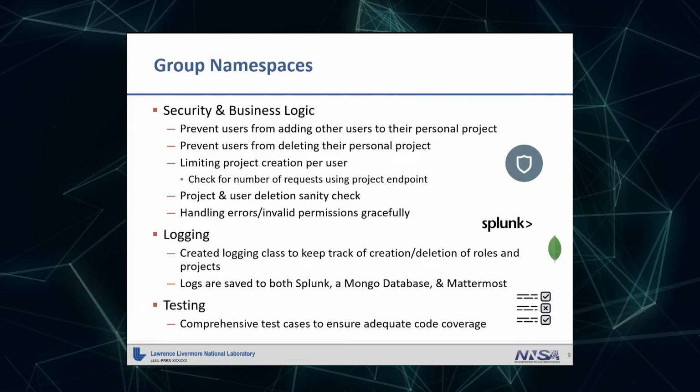In addition to the new functionalities we added, we also created a logging class to help us keep track of the creation and deletions of roles and projects. These logs are saved to Splunk and a Mongo database, as well as Mattermost, which we talked about a little bit earlier. We also created comprehensive test cases using PyTest to ensure adequate code coverage. We would test both successful and failed runs of our functions. So we would test with valid input to make sure that it would succeed, and invalid input to make sure that it failed, and that it failed safely.